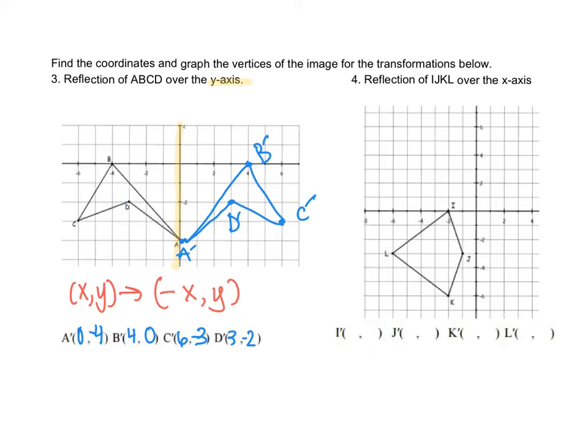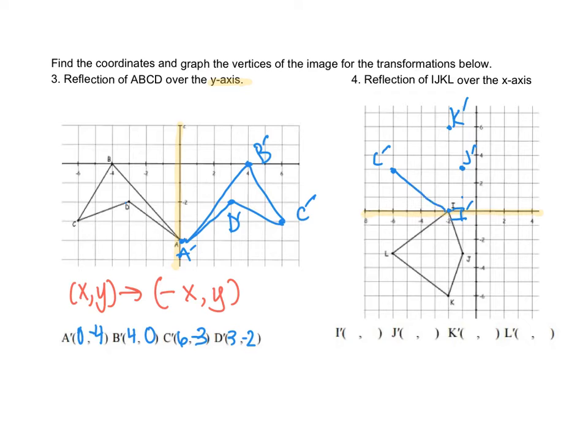So problem 4, we want to reflect over the x-axis. So our x-axis goes straight across. Similar to the previous problem, my first point I is actually going to stay there. L is 3 spaces away, so we go down 3 to get L prime. J is also 3 spaces away, so we go 3. And K is 6 spaces away, so we go 6.